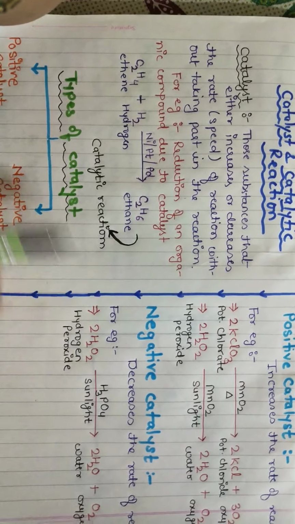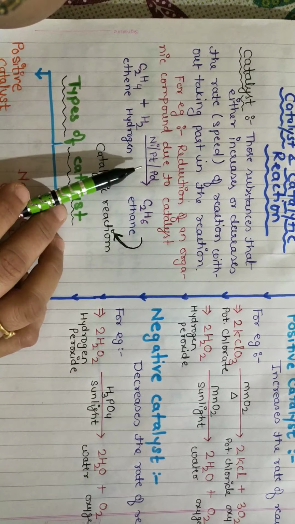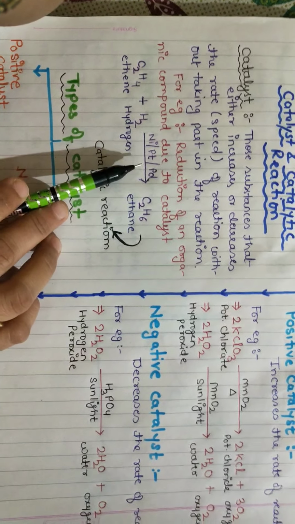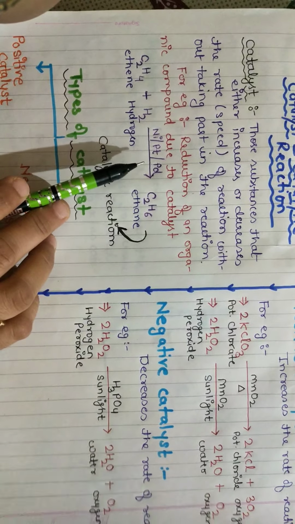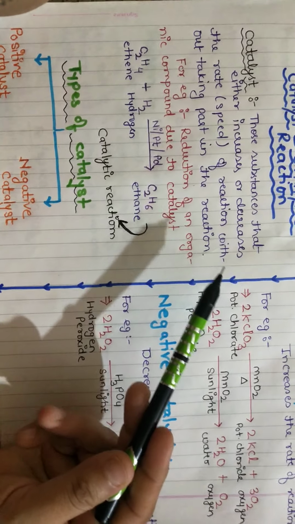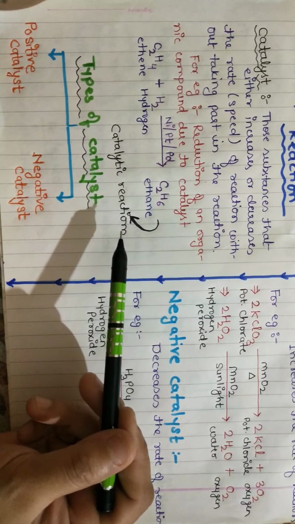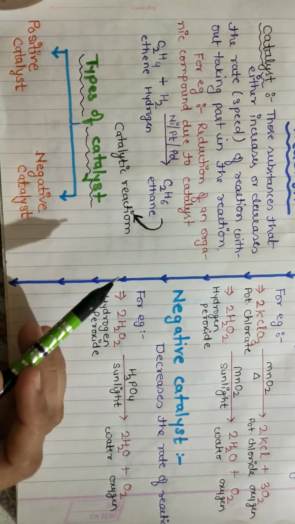Now this is called the catalytic reaction because it takes place in the presence of catalyst. So it is known as catalytic reaction. So these two terms are clear to you, catalyst and catalytic reaction. Now there are two types of catalyst. What are they? First one is positive catalyst and second one is negative catalyst.